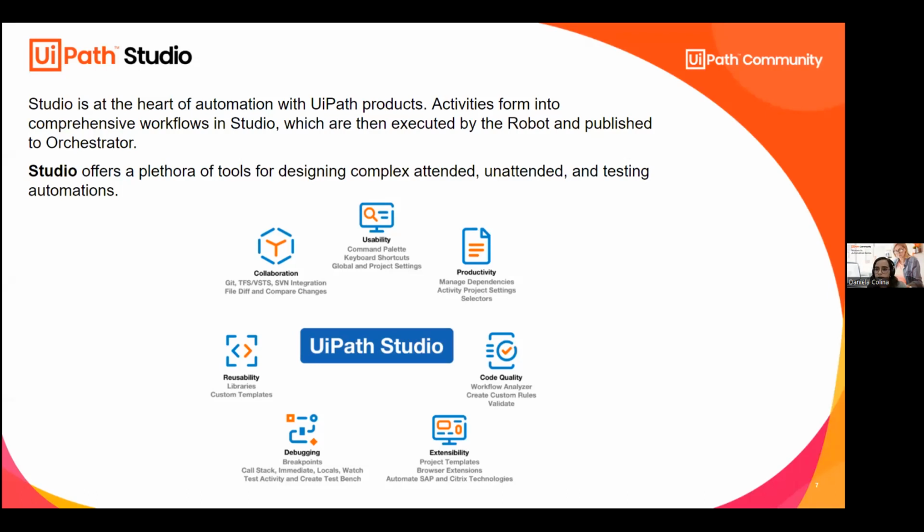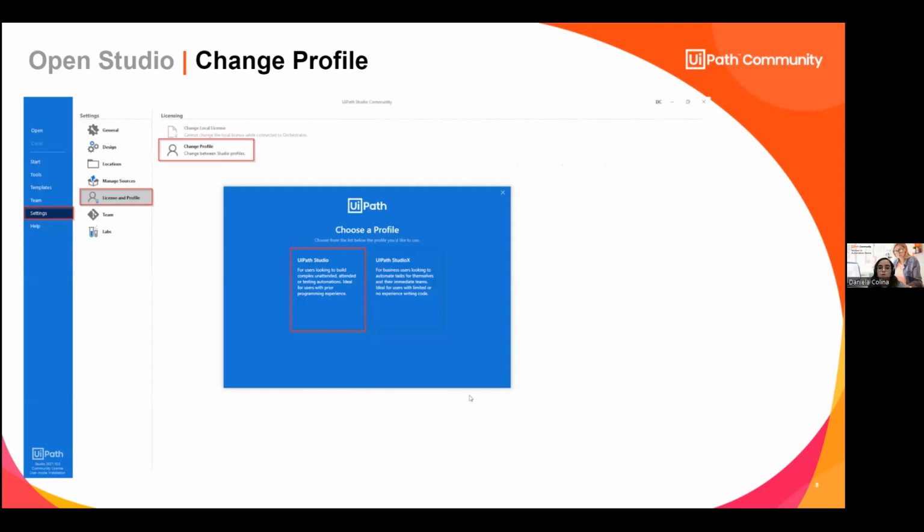So there are different profiles in Studio. We're going to see the normal Studio, which is the tool that lets you design more complex attended, unattended, and testing automations. We also have Studio X, which is more focused on citizen developers, but now we're going to go for Studio. When you open Studio, we want to make sure you select the correct profile in order to see the same as we do right now. So when you open Studio, you get to your settings, and if you go to License and Profile, Change Profile, select Studio. When you select this, then we can continue to the next step, and we're going to see the same settings and everything.